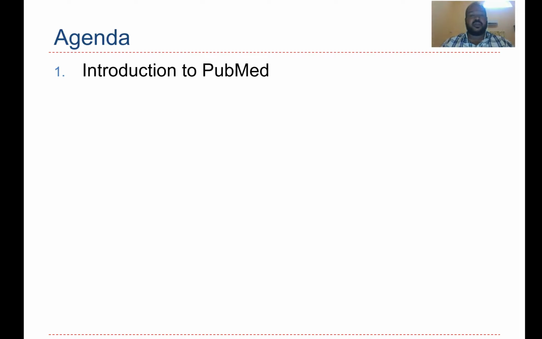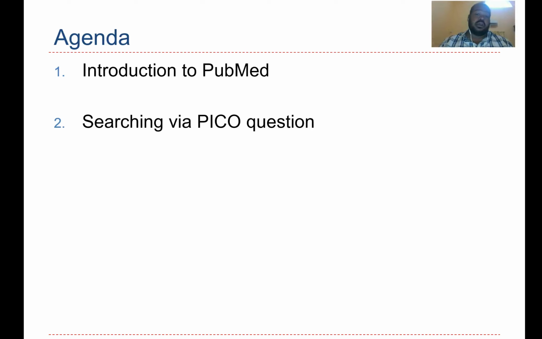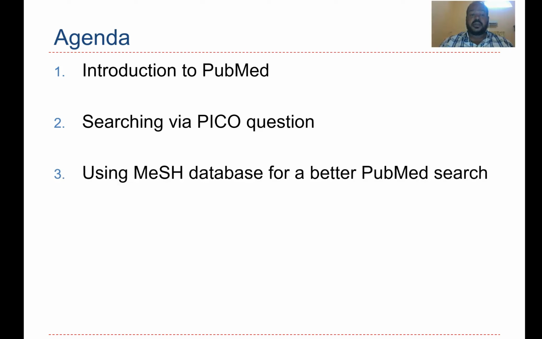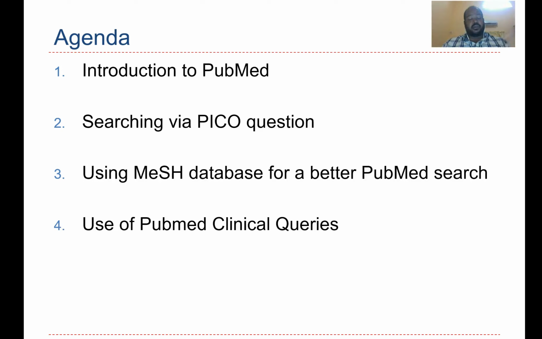So, in this brief talk, I will be covering the following agenda. I'll give you a brief talk on what is PubMed. Then I will show you how to search PubMed via PICO. Then we will discuss how using the MeSH database will make searching better. MeSH is an abbreviation for Medical Subject Heading. It's actually a way for indexing or archiving PubMed articles. Then finally, I will also give you a hint on how to use PubMed clinical queries.